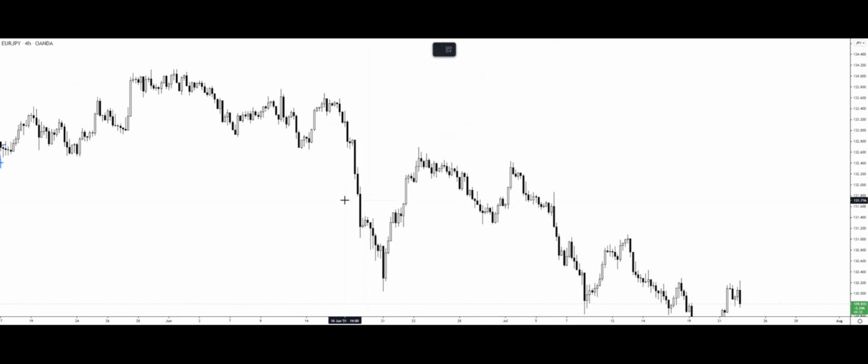Why would we buy within this big move here? If we were looking to buy here, there's pretty much no buyers in this time. There's only pure selling.